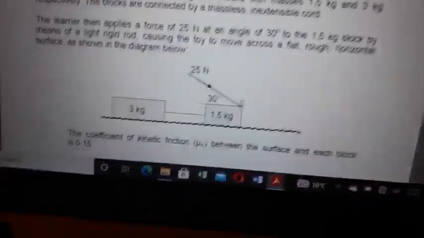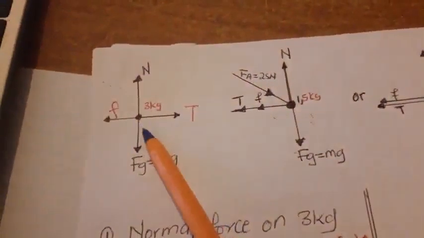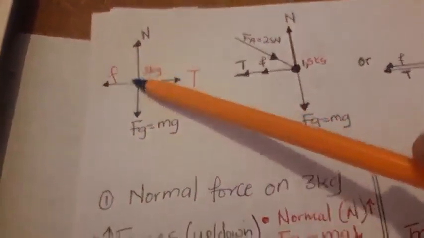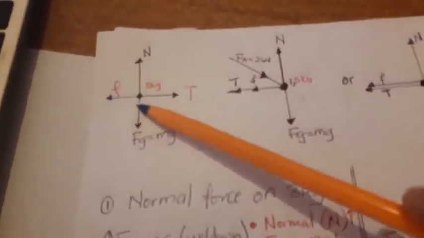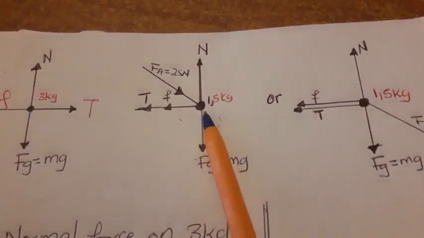I hope you have tried to draw those free body diagrams. You can pause the video and draw them. Then let's look at what we expected to know. This, for 3 kg, is our free body diagram. This is the normal force. This is the frictional force. Remember, friction opposes motion. Then here is the second diagram for 1.5 kg.